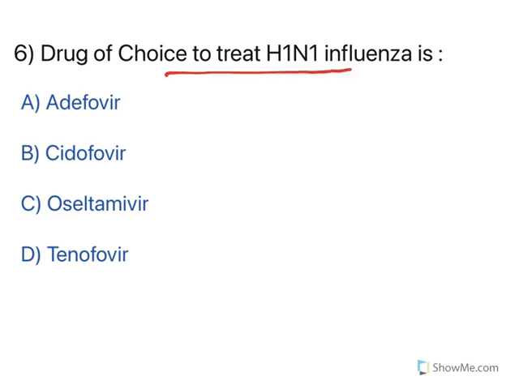Now, drug of choice to treat H1N1 influenza. All of them are antiviral drugs. Adefovir, cidofovir, tenofovir, all of them are selectively used to treat hepatitis infections. Whereas influenza is selectively treated by oseltamivir, zanamivir kind of drugs. Tamiflu is a brand of oseltamivir. So, oseltamivir is a drug of choice to treat influenza virus.